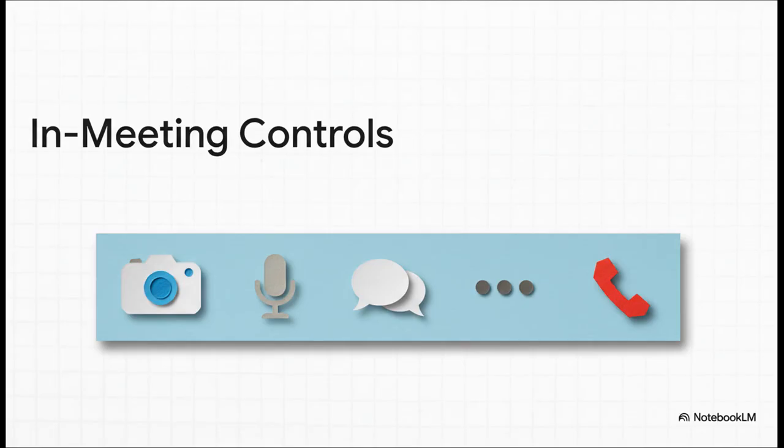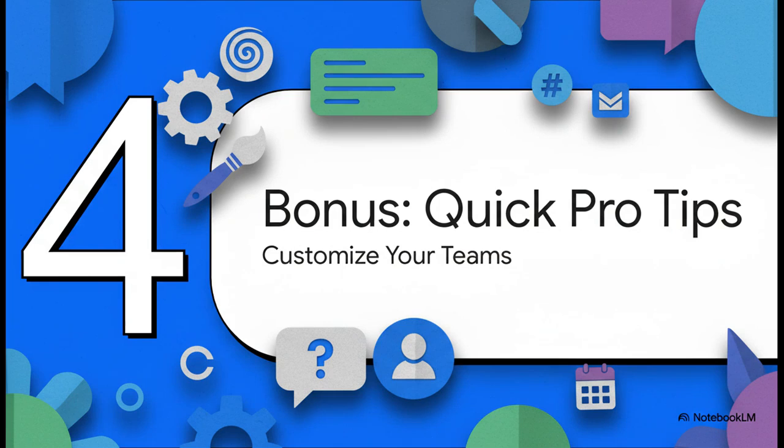And once you're in the meeting, this little control bar is going to be your best friend. You've got your obvious camera and mic buttons, the chat panel for dropping in links or questions, and under that more menu with the 3 dots, you can even record the meeting. When it's all over, you just hit leave. Simple as that. So that's the big 3.